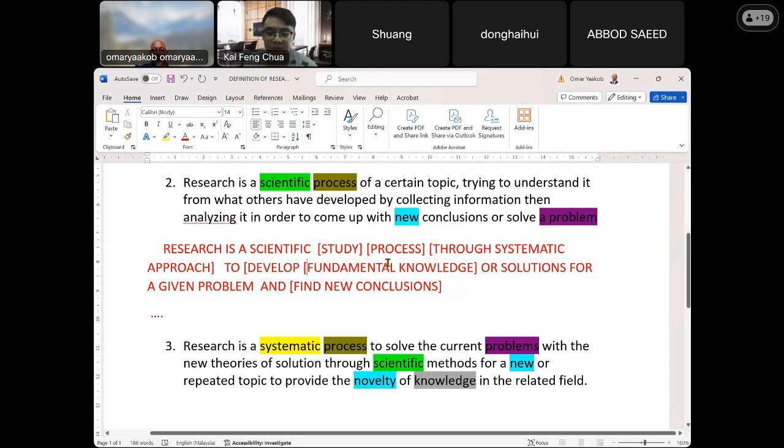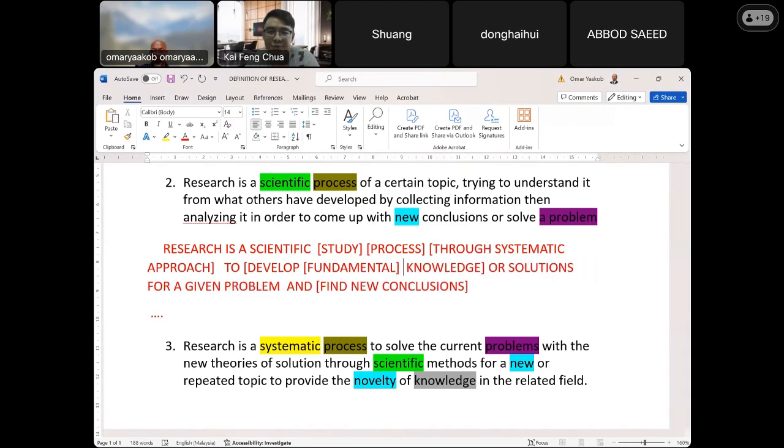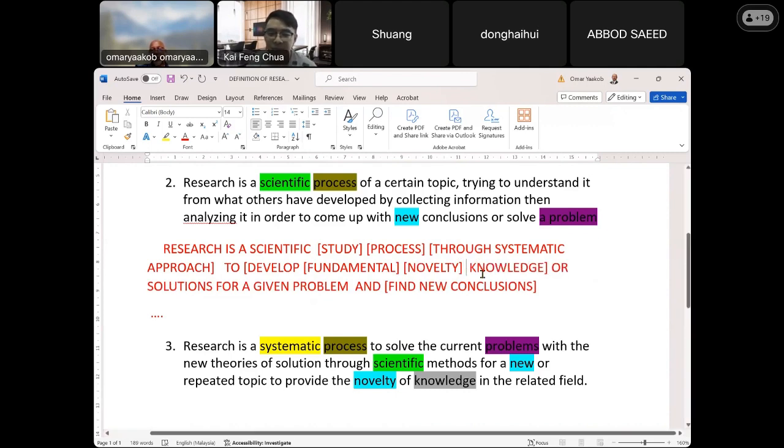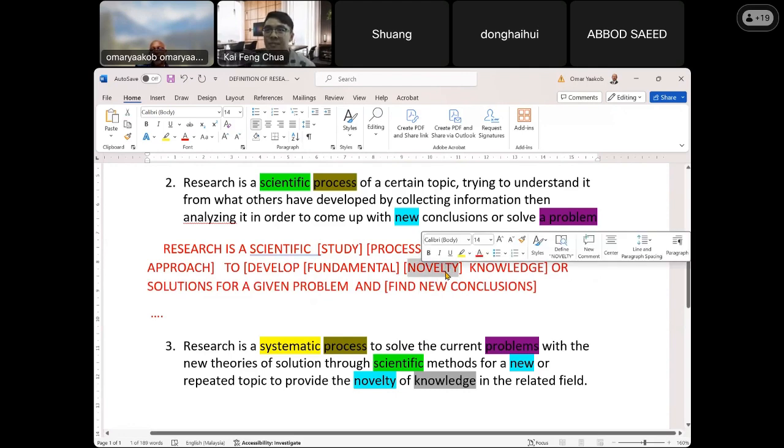Right. So your suggestion is that fundamental is not good, yeah? Better to put something like novel or novelty for the knowledge instead of fundamental. Novelty knowledge is not the right word. What do you mean by novelty? What do you understand by novelty, Chua? Novelty maybe is, through the research, we found knowledge that is something original or something new based on the fundamental from the previous research.